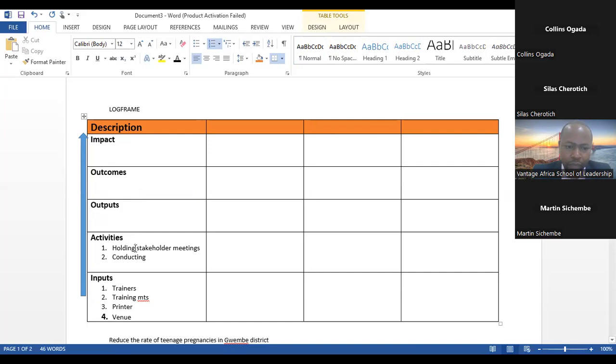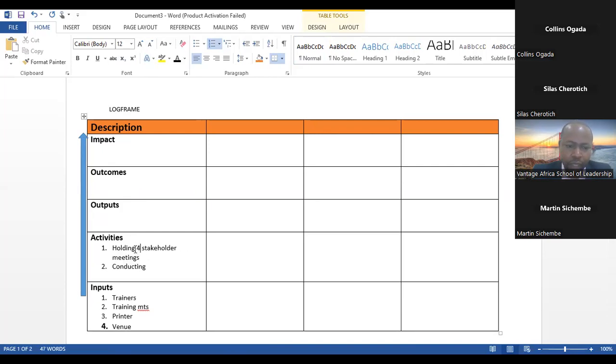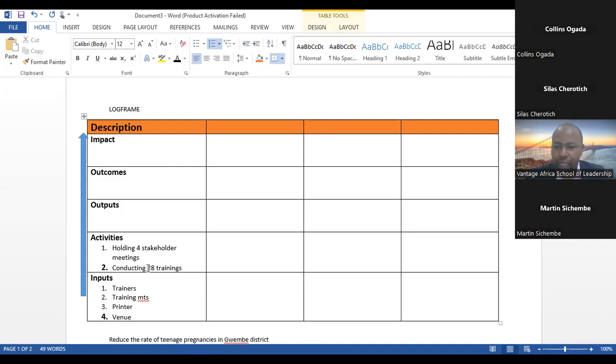Conduct one training per school in all 28 schools. So that is conducting 28 trainings. Okay, so we can just have that, and you can add as many activities.